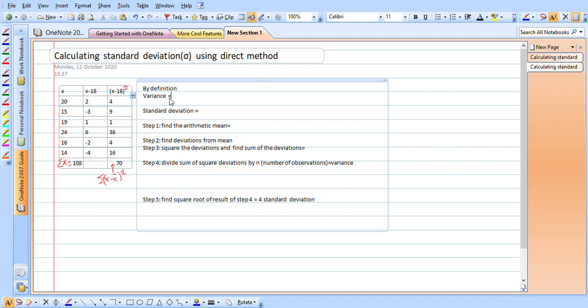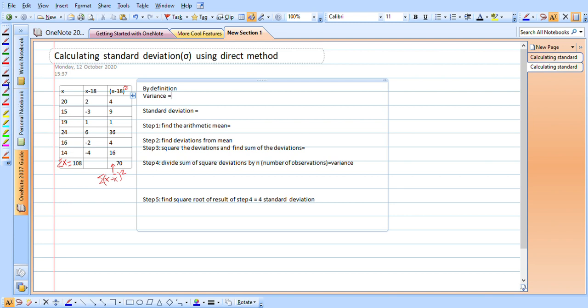Welcome to this video. I intend to demonstrate how to find the standard deviation of ungrouped data using the direct method. Our data is found in these columns that we can see here.